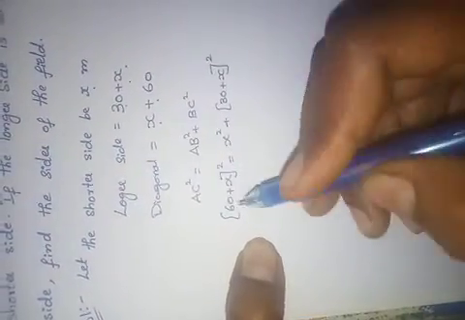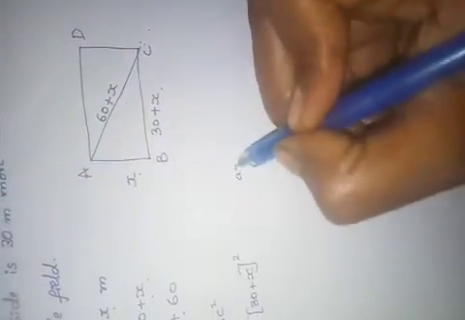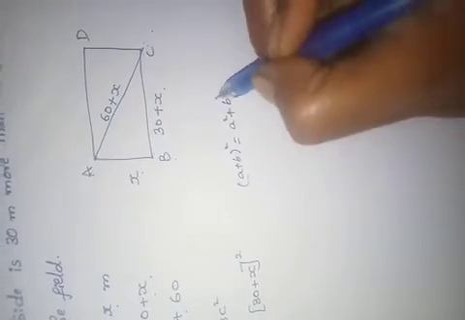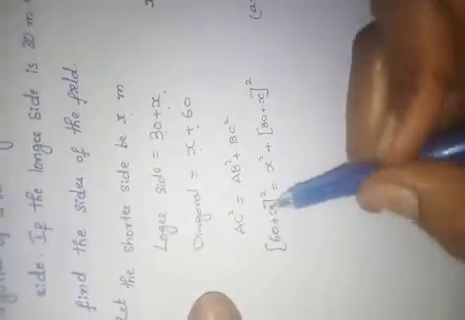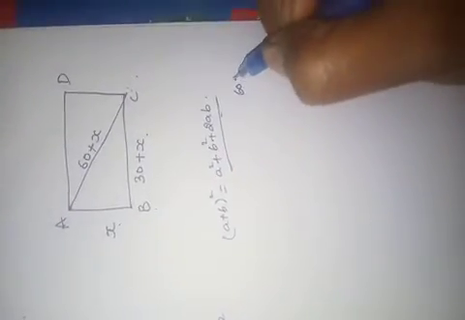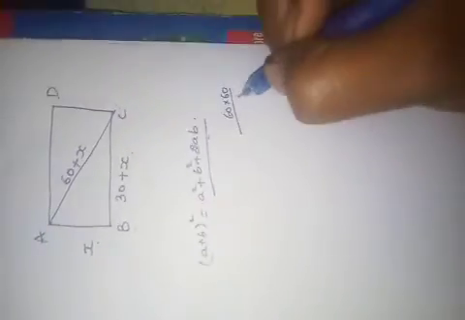This is (a plus b) whole square, no? What is the formula of (a plus b) whole square? a square plus b square plus 2ab. By using this formula, you substitute here 60. Okay, 60 square. How much? 60 square, 60 into 60.